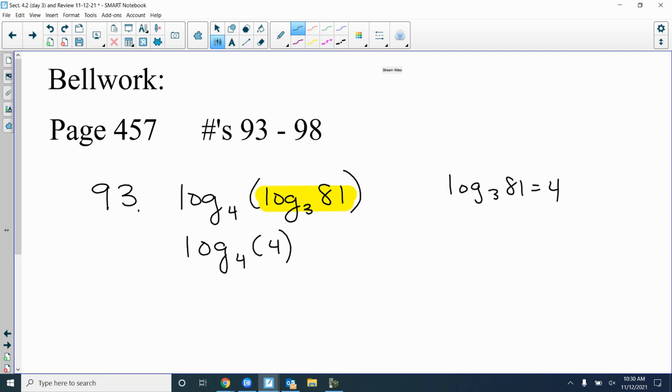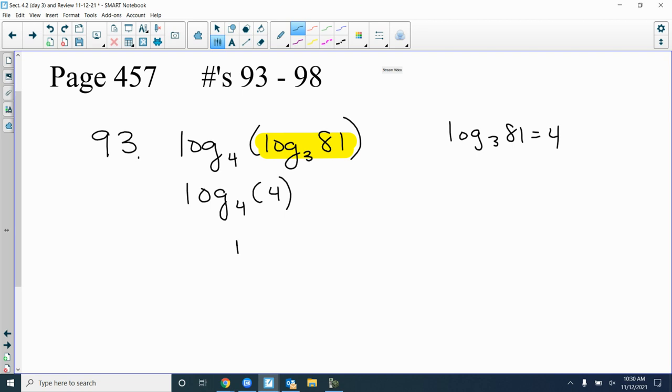That's where we get the 1. Okay, so now our answer is, like I said, a constant. It's not log base 4 of 1, it's just 1. So at this point, you could set that equal to x and work through that. You'd eventually have to get to the 1.